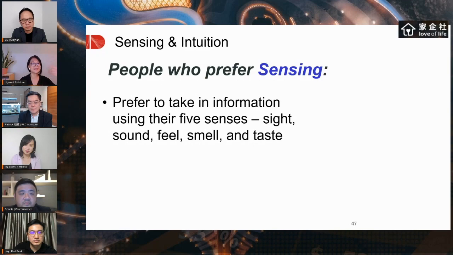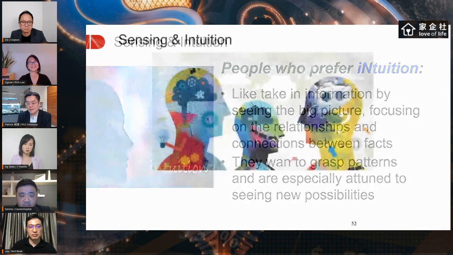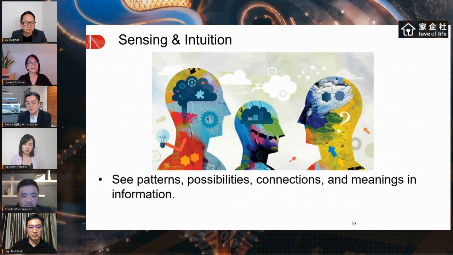sight, sound, feel, smell, and taste. So they like to take in information by seeing the big picture. They focus more on the relationship and connection between the facts. They want to grasp the patterns, and you can see the new possibility, the new things, the concept, the ideas. Okay, they see pattern, possibility, connection, and meaning in the information.